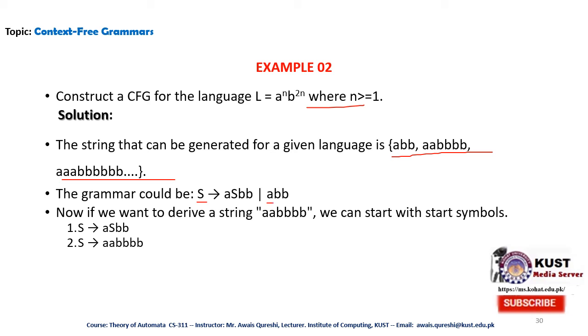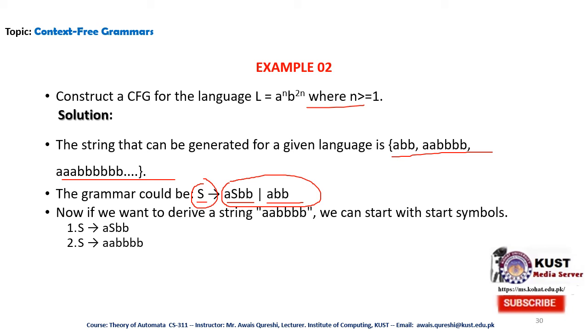ASBB or ABB. This means that we can replace S with this part or this part. S is a non-terminal, and these are the terminals, or non-terminals, because we can see that S appears again over here, so that's why we call it a non-terminal. So the right-hand side is a combination of terminals and non-terminals, and this is called a production rule.